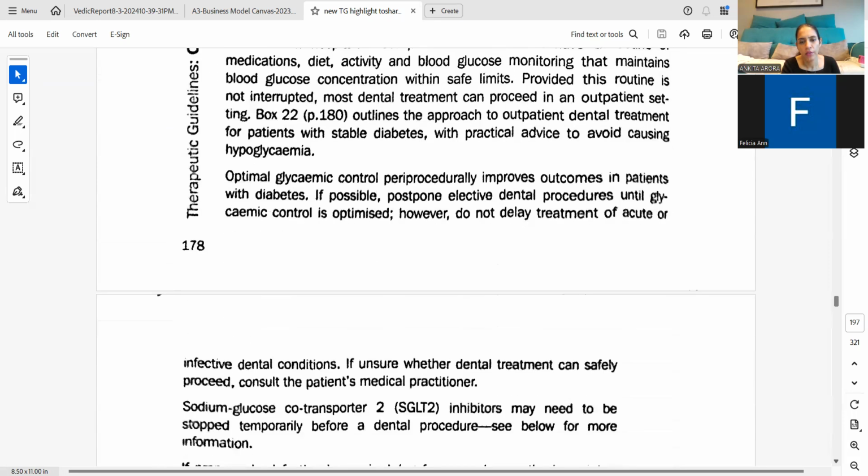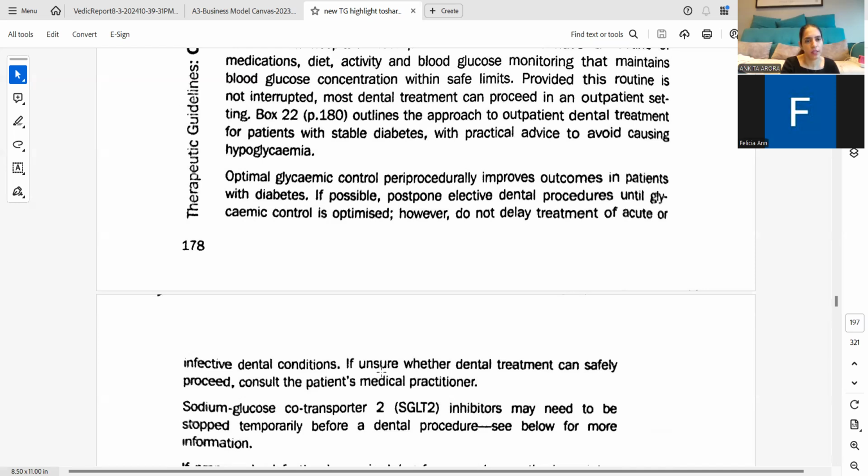Then we have: optimal glycemic control peri-procedurally improves outcomes in patients with diabetes. If possible, postpone elective dental treatment until the glycemic control is optimized. So if it is more than 7, and it is an elective dental treatment, just postpone it. However, do not delay treatment of acute or infective dental conditions. If unsure whether dental treatment can safely proceed, consult the patient's medical practitioner.